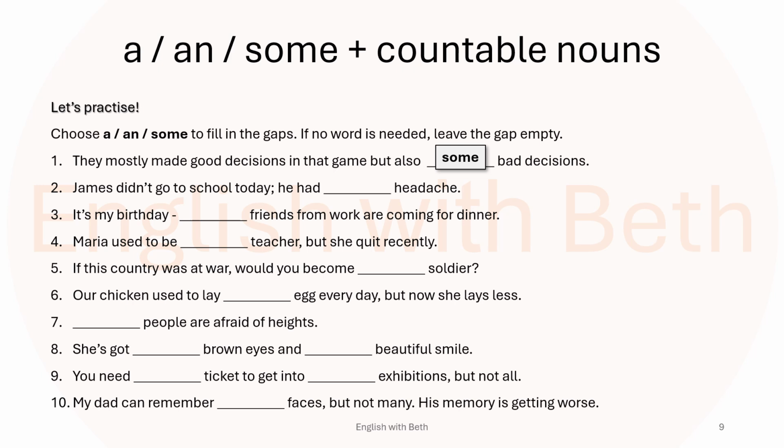Number 2. James didn't go to school today. He had a headache. Headache is a countable noun and it is singular, so we have used the article a.